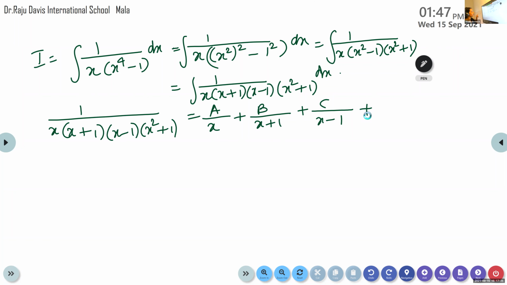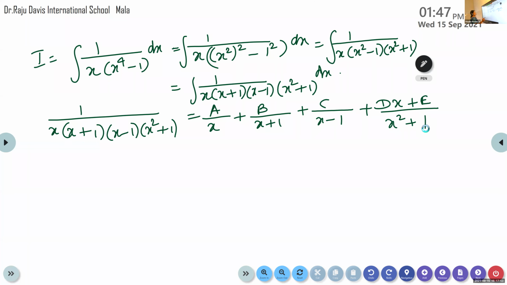Look at the next one. Last factor is a quadratic factor, so I'll write dx plus e by x square plus 1. The remaining factors are all linear factors, so we write the numerator simply a constant. But look at the last factor. It is a quadratic. We write that as dx plus e by x square plus 1. So our aim is to find this a, b, c, d and e.